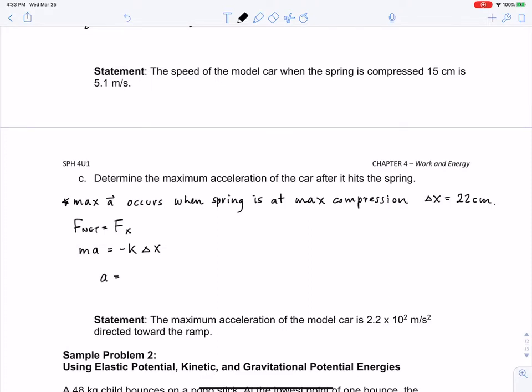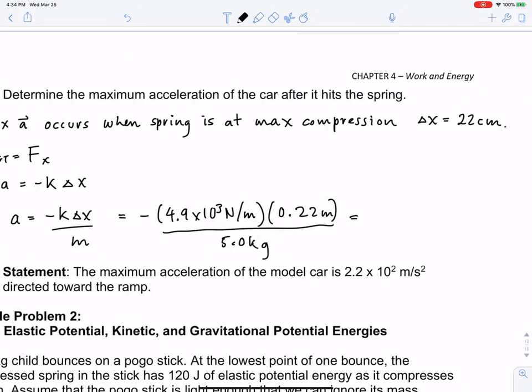Solving for acceleration, acceleration is equal to negative k delta x divided by mass. We can sub in, we get negative 4.9 times 10 to the power of 3 newtons per meter times max compression of 0.22 meters divided by 5 kilograms. If we punch this in, we end up with an acceleration of 2.2 times 10 to the power of 2 meters per second squared. And the direction this will be pointing, if you imagine, it'll be pointing towards the ramp.